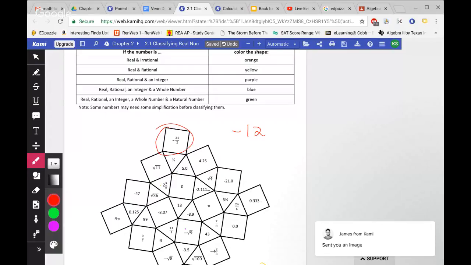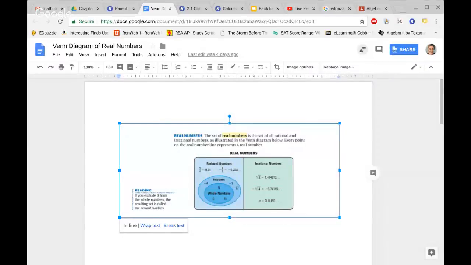All right. Referring back to the Venn diagram that's in your book, negative 12 is an integer, which also means it's a whole number. When you're looking at a Venn diagram, the smaller it goes, a whole number is an integer, is a rational number, is a real number. So you kind of work your way out.